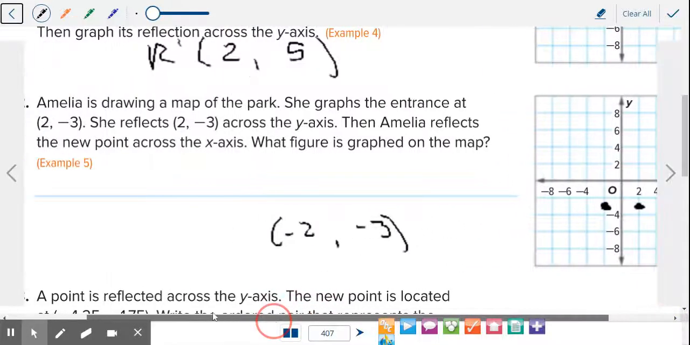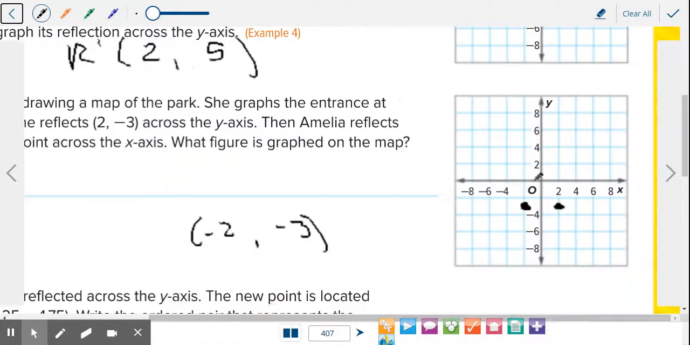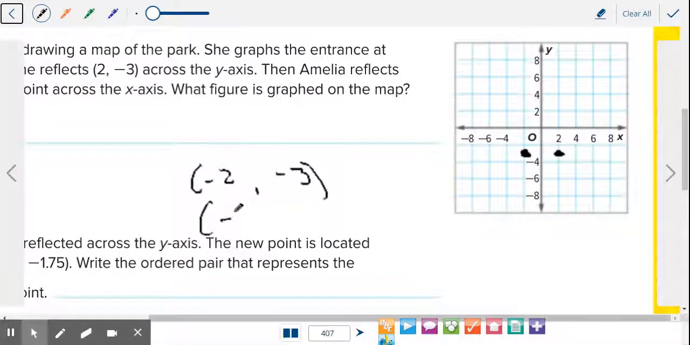So that'd be the prime. Okay, so then Amelia reflects the new point across the x-axis. So now we're reflecting this one over our x-axis. So we are at this point. So if I'm reflecting over the x, which one do we change? Well, the y. Okay, so the x stays the same at -2. What's the opposite of -3? 3. So I'm literally taking this up here.